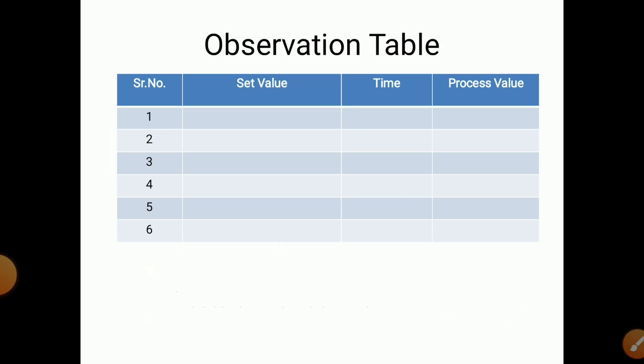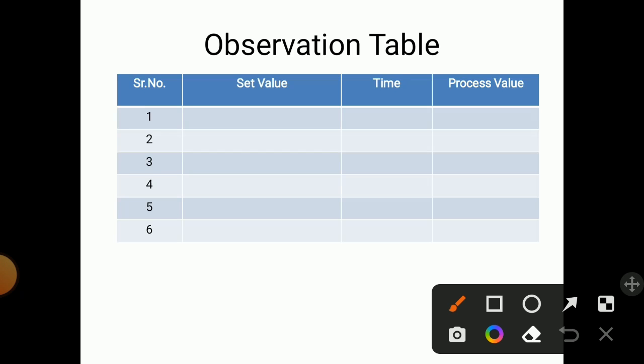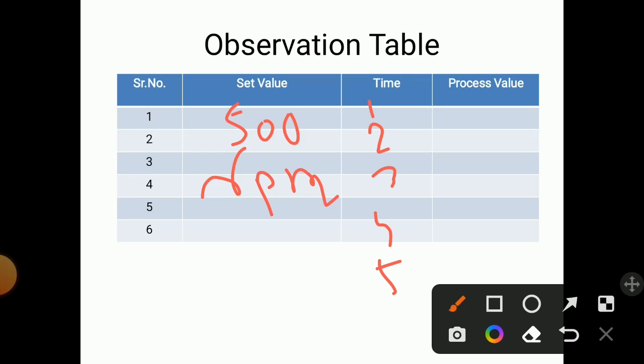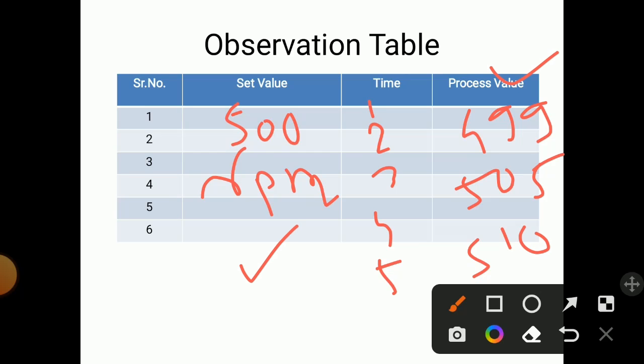Now the observation table will be something like this. We have to set a value, suppose 500 rpm. This is our set value. Then at every time interval, suppose 10 seconds or 1 minute, you can see the process value. What is the process value? Whether it is 499, 505 or 510. Whether the set value is controlled or not, we have to note down here as the process value.